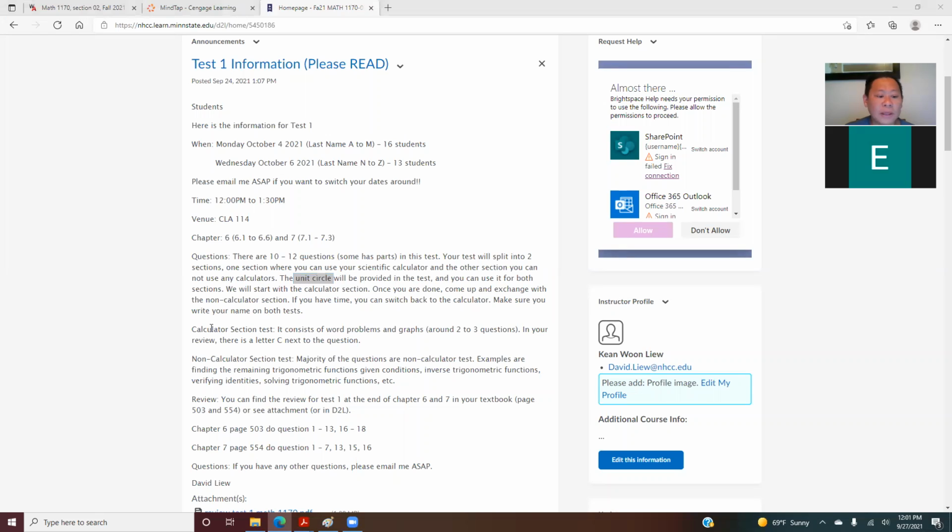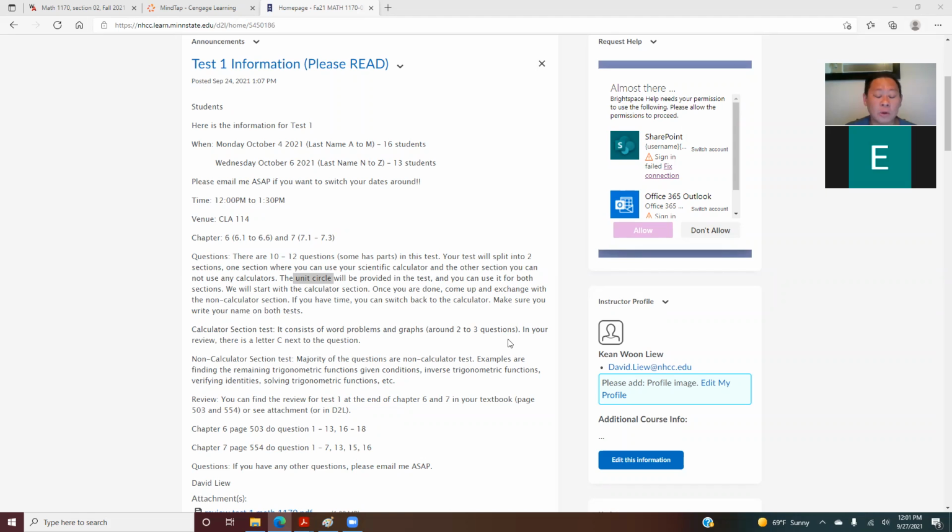The calculator section test consists of word problems and graphs. Usually the calculator section only consists of 2 or 3 questions, so it's not a lot. The majority of the questions go to the non-calculator section. That's why I want to start with the calculator section first, because hopefully you can finish it in 10 to 20 minutes. If you take more than 30 minutes on your calculator section, I will ask you to change back to the non-calculator section test, because otherwise you lose a lot of points.